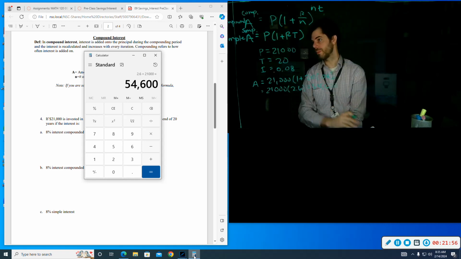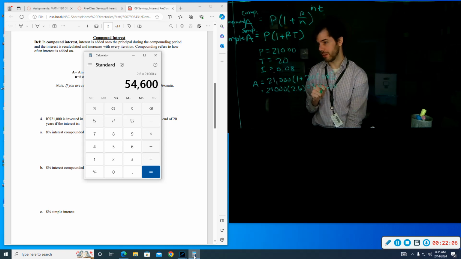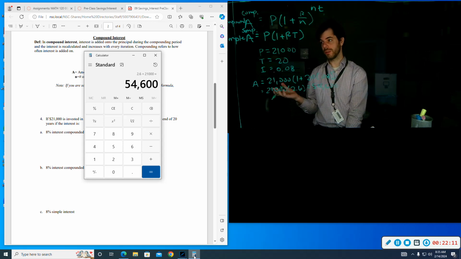Now, simple interest by itself seems like a nice deal, right? Well, it took 20 years, but over 20 years our investment grew 2.6-fold. We have more than 2 times as much money as we originally had over a 20-year period. But that was just simple interest, right?